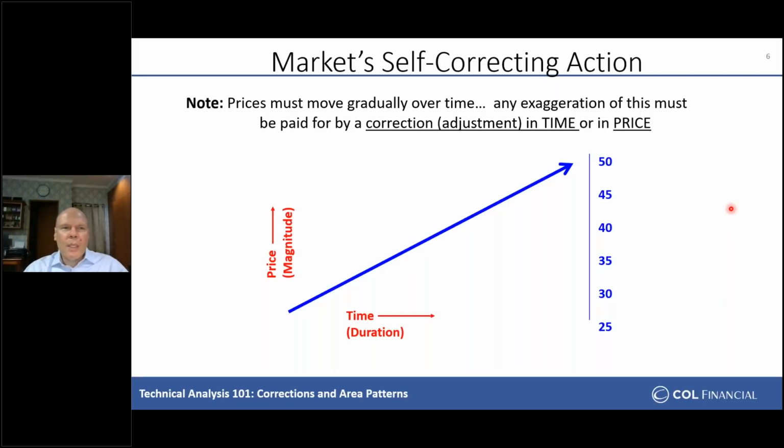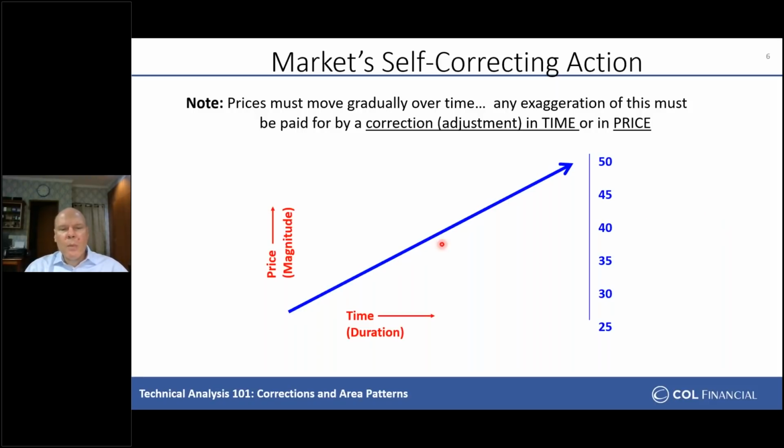If it takes time for a company to go from one level of earnings to the next level of earnings, then you will have a gradual swing up in prices along with that reality. So let's assume that the blue line that you see over here is a typical trend line, and that's the way it should move up gradually over time. The next statement says any exaggeration of this must be paid for by a correction, an adjustment in time or an adjustment made in price. Now let's try to understand what that means.